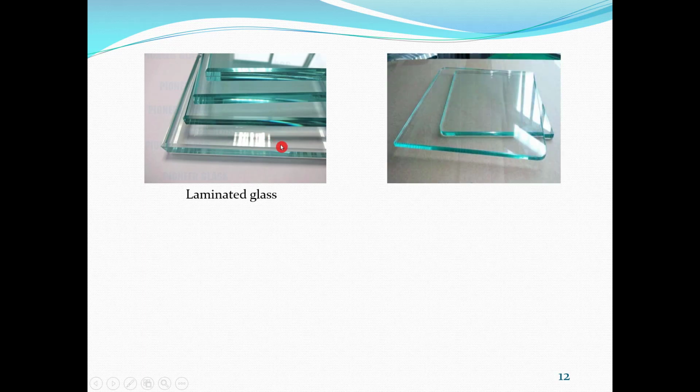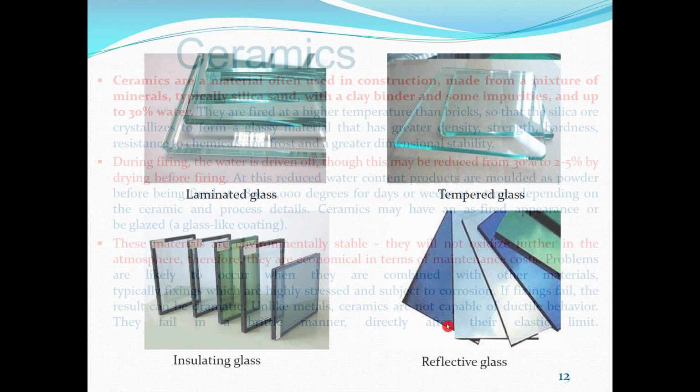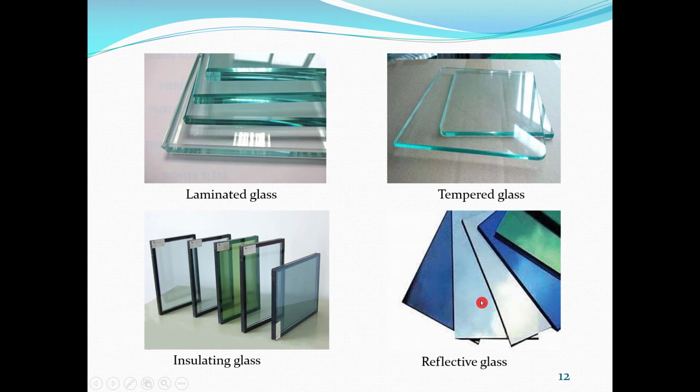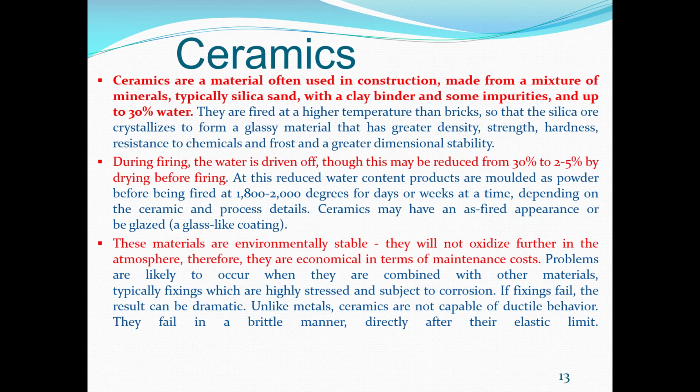So these were the various types of glasses. A quick recap: laminated glass has two layers with some polyvinyl butyral in between the glass layers for resisting impact. Then we learned about tempered glass, the insulating glass for insulating against heat transfer, and the reflective glass, with the same purpose, to reflect away the solar radiation. So the next one is the ceramics.